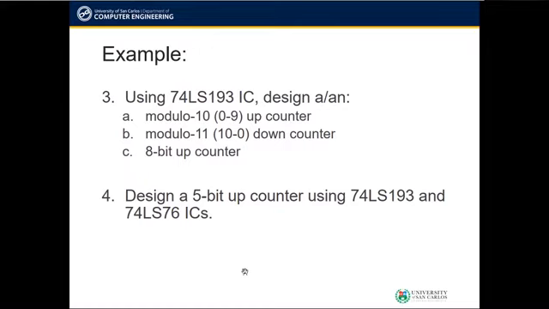For the last example, let's try to design a 5-bit up counter which counts from 0 to 31 and then repeats. This time, a 74LS76 or JK flip-flop shall be used to cover 1 bit of the 5-bit counter. Let's now go to Proteus and show the circuit. The circuit will look like this.